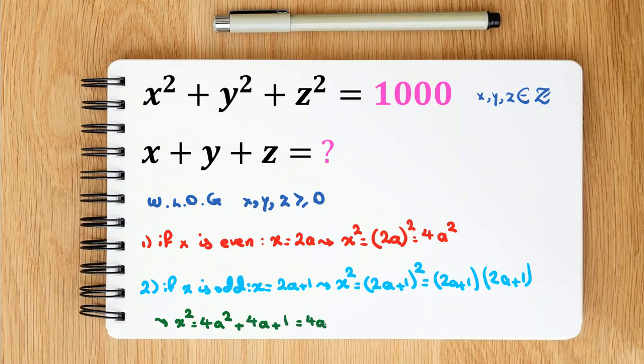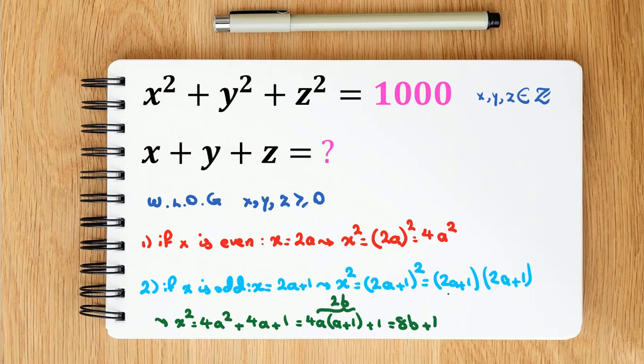Now we factor from 4a: 4a times a plus 1, plus 1. a times a plus 1 is even because they are two consecutive numbers. One of them is always even, one of them odd: even odd or odd even. The product is always even. So we can say it is 2b. So it will be 8b plus 1.